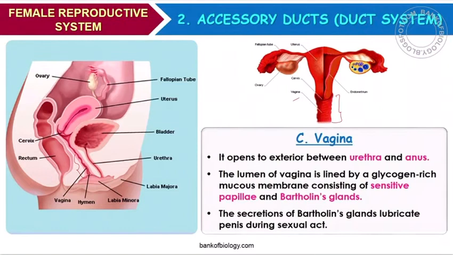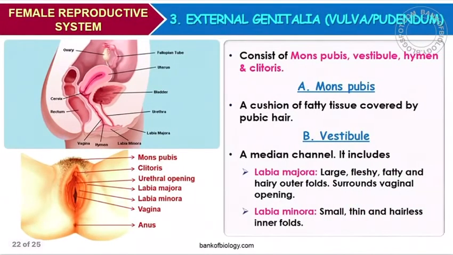And the third one, the duct, is the vagina. This is also a muscular one. You can see here it is connected. It opens to the exterior between the urethra and anus. The lumen of the vagina is lined by a glycogen-rich mucous membrane, consisting of sensitive papillae and Bartholin's glands. The secretions of Bartholin's glands lubricate the penis during the sexual act. That is the purpose of the presence of Bartholin's glands.